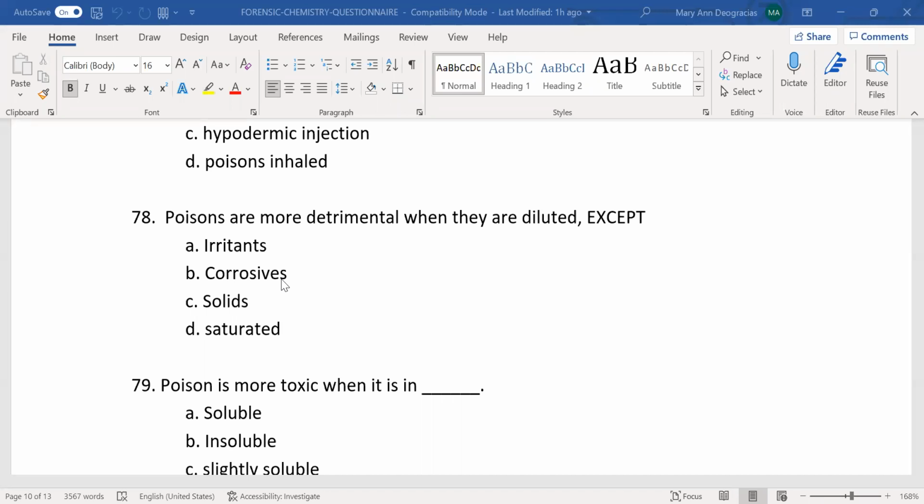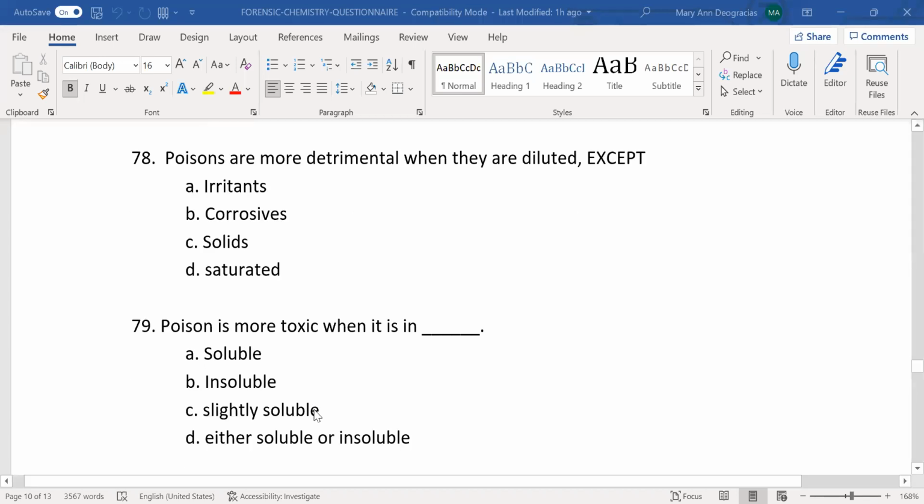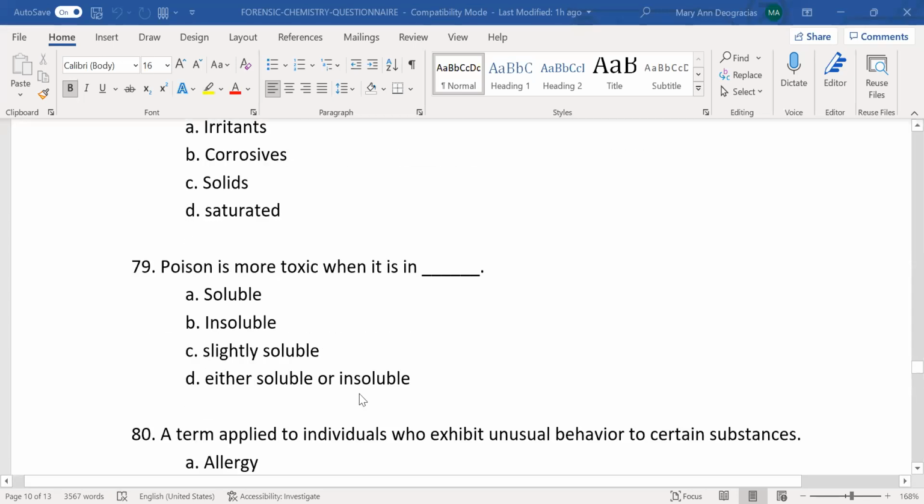79. Poison is more toxic when it is blank. A, soluble. B, insoluble. C, slightly soluble. D, either soluble or insoluble. Okay, soluble kasi madaling humalo. So, poison is more toxic when it is soluble. Kasi pag insoluble, halimbawa, lalo na sabi ko, pag nakain yan at hindi naman siya natutunaw, so ang mangyari, it will just be eliminated through the feces or through the stool, through the pupo. So, ilalabas lang ng katawan yan. Pero kung soluble yan, madaling ma-absorb ng katawan natin.